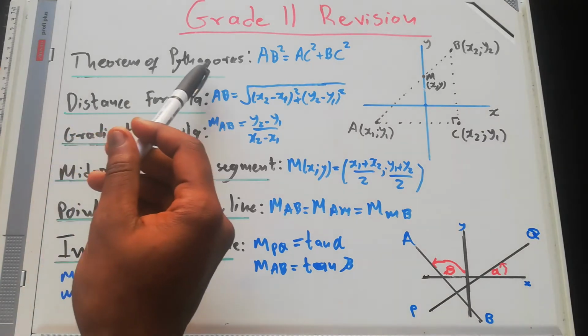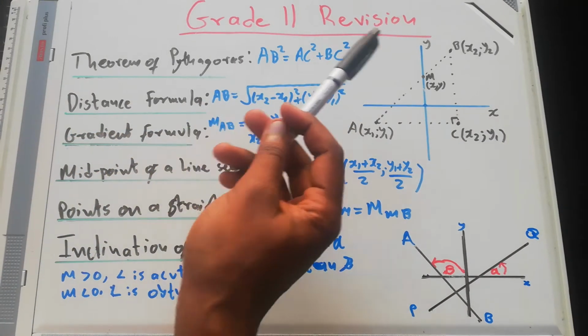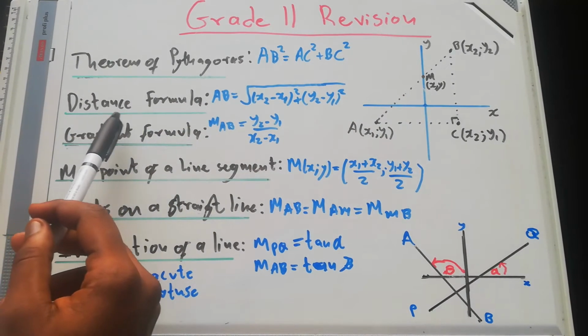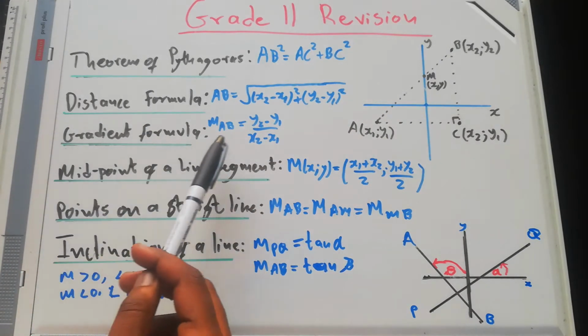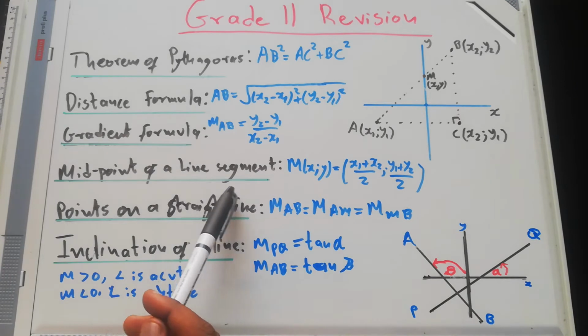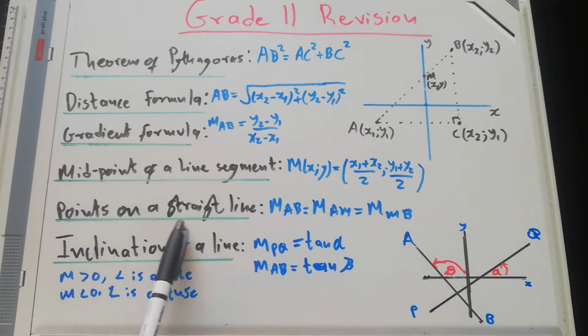So we have the theorem of Pythagoras. This is the equation based on this sketch. Distance formula, this is the equation also based on this sketch. And then we also have the gradient formula, the midpoint of a line segment formula, the points on a straight line, and the inclination of a line. These are the equations and the conditions of inclination of a line based on this sketch over here.